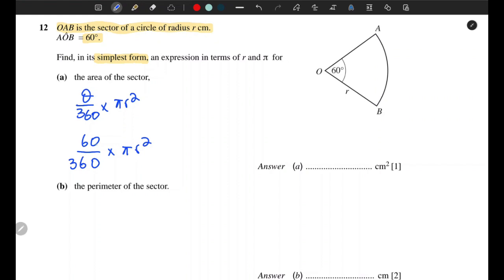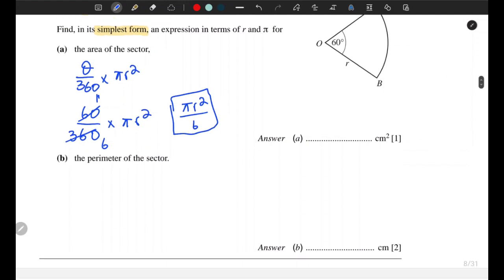And then we can see this, cancel this out. This becomes 1 and this becomes 6. So you get pi r square over 6 as your expression, and you cannot simplify this any further. And then the second part of this question asks us to find the perimeter of the sector.